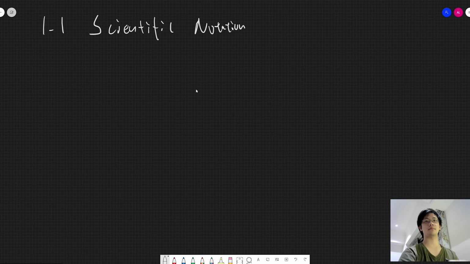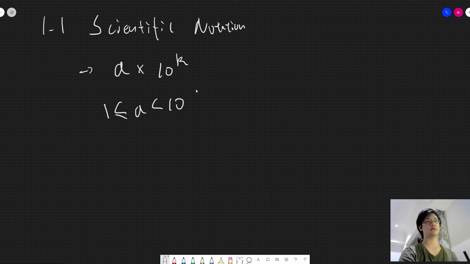Okay, so the most accurate definition of scientific notation under IB Math AA is that you write a number in the form of a times 10 to the power of k. Okay, this is the most accurate notation. And the regulation is that 1 has to be smaller than or equal to a, smaller than 10. And k has to be an integer. Right? k has to be an integer. This is the notation we'll be using.